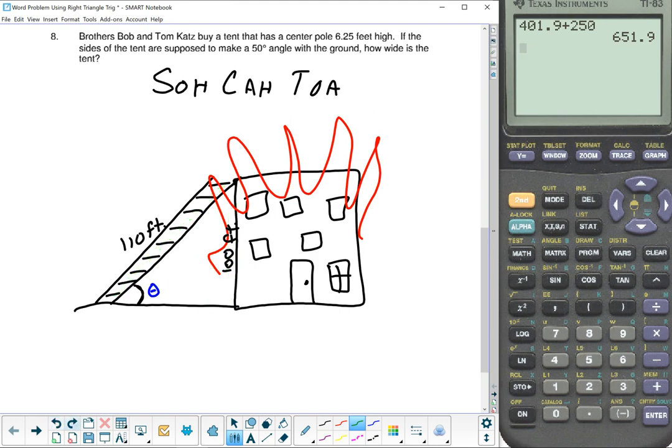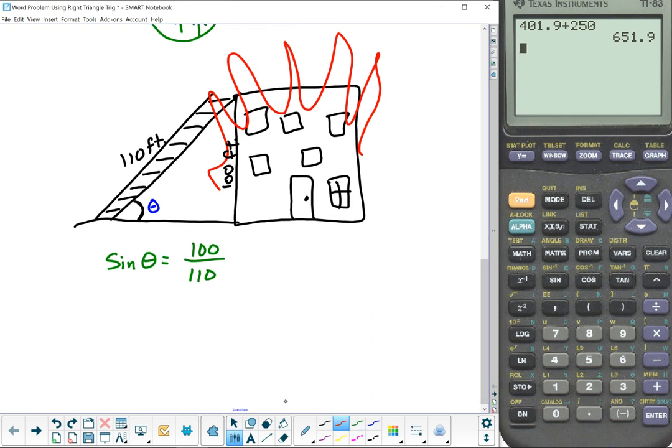All right, so opposite and hypotenuse, we're talking about sine. So sine theta equals opposite, which is 100, divided by hypotenuse, 110. This one is going to require us to use an inverse sine, so we will inverse sine both sides.